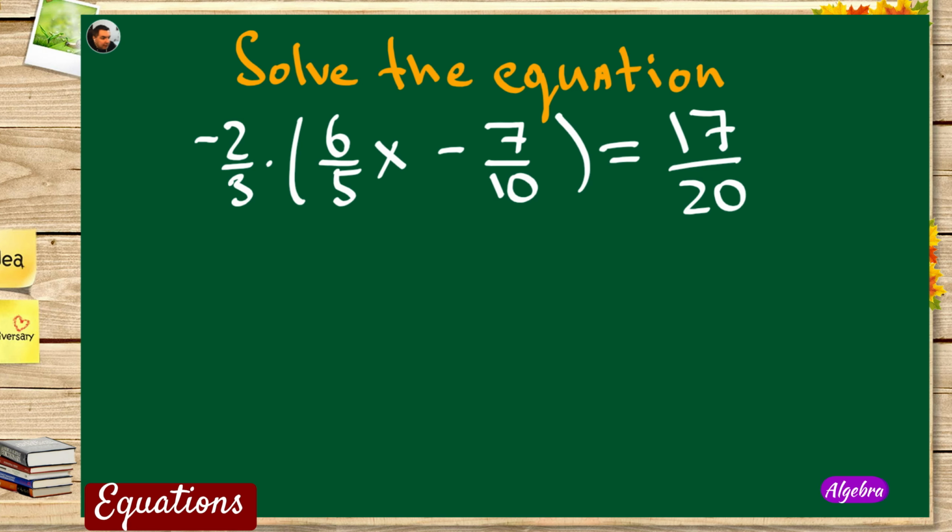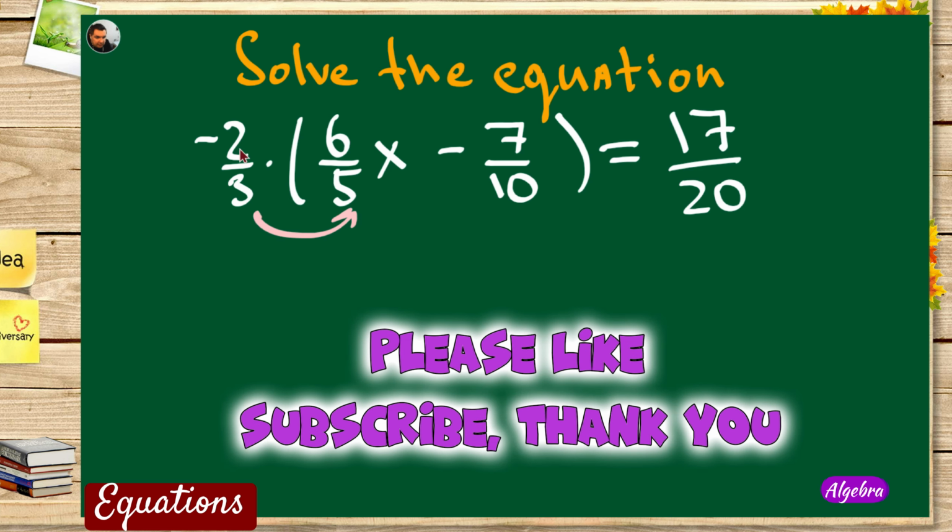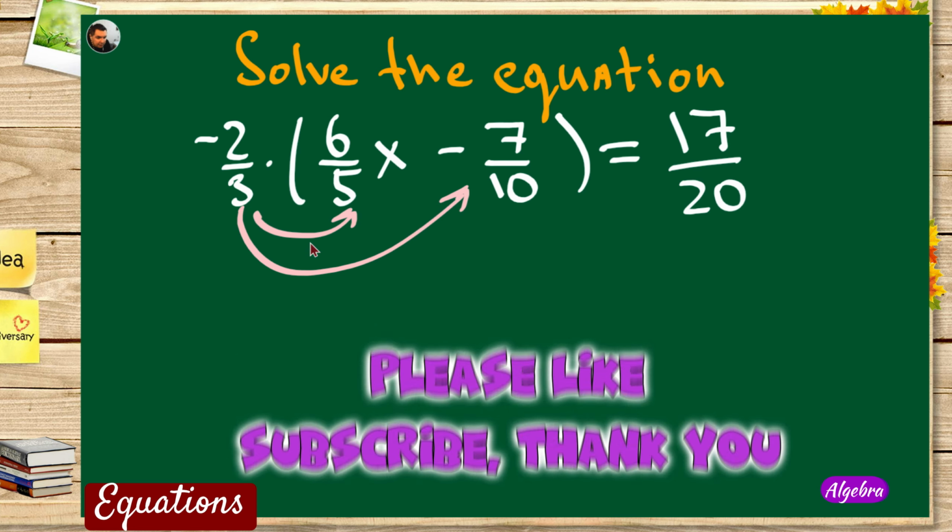Alright, solve the equation. To solve the equation means we have to solve it for x. In this particular situation, what I would recommend is getting rid of these parentheses. So I'm going to multiply minus 2/3 by the first term, and then multiply by this term.